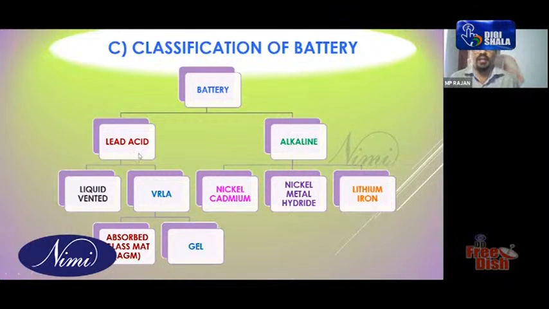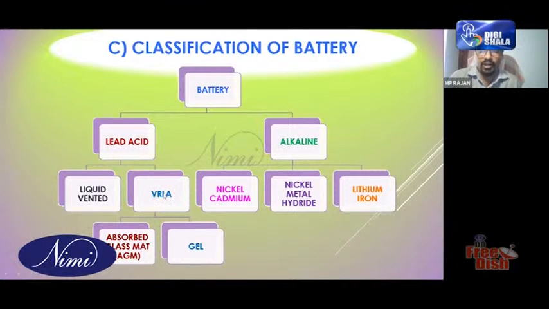The lead acid battery is the example of an acid battery, whereas the lithium ion battery and nickel cadmium battery are examples of alkaline batteries. The lead acid battery is again divided into the liquid vented or flooded acid battery, and the valve regulated lead acid battery, or sealed battery. This is called the sealed, fully maintenance free battery.